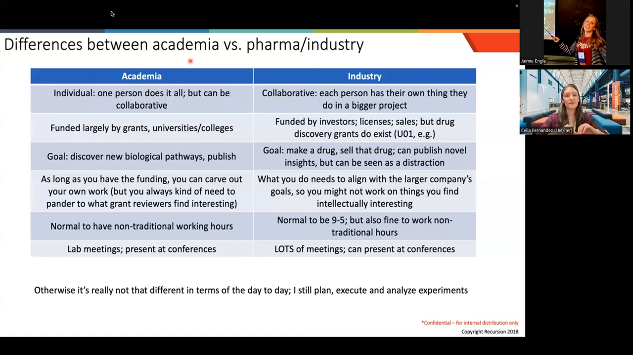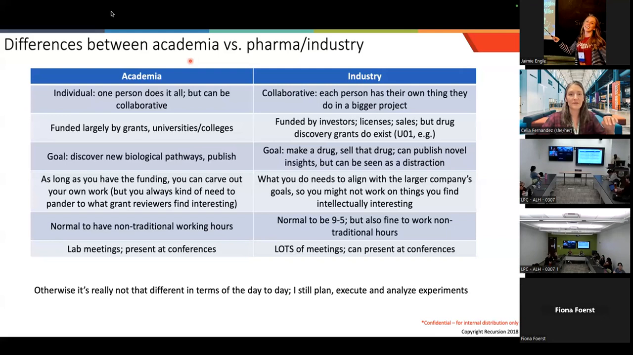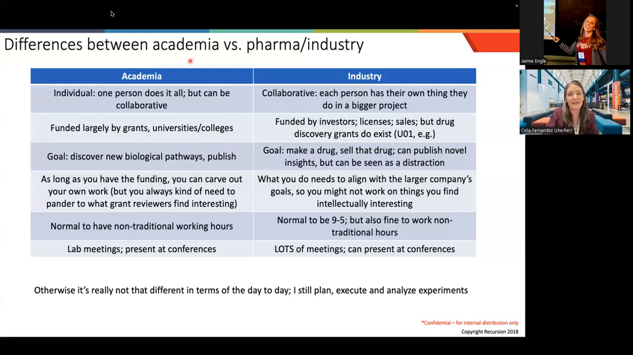There's actually two different career paths at companies. There's the management track and then an individual contributor track. Individual contributor is going to be more closely aligned with what you would do in an academic lab, and so that's actually what I'm on. I'm a scientist. I design experiments and I run them in the lab.